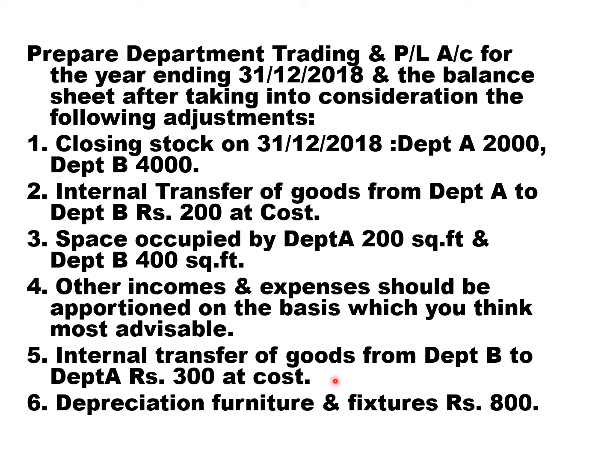Internal transfer of goods from Department B to Department A, 300 at cost. So this is another transfer. So second point and fifth point are two different transfers. So here 300 rupees is transferred from B to A. So B is a giver, credit, A is a receiver, debit. Depreciation, furniture and fixtures rupees 800. So students, let us solve this problem.